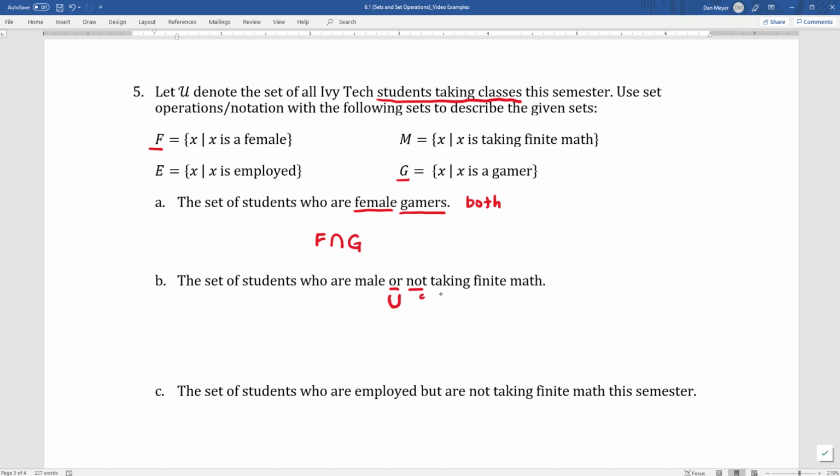Not taking finite math. So male would be M. Or not taking male is, sorry, we don't have male. M stands for taking finite math. Oops.